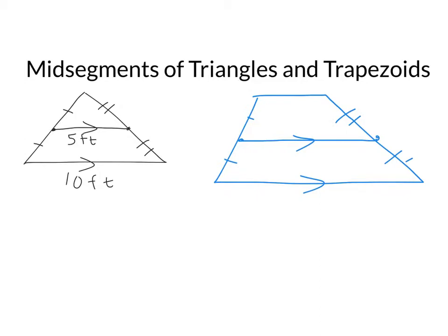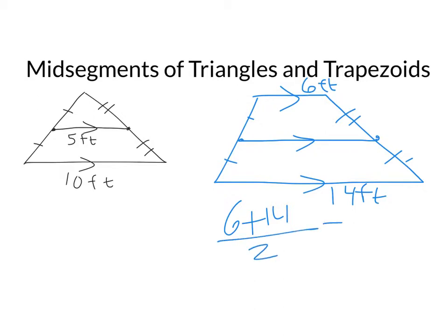But this is not half the length of the base. It's the average, so to speak, of my upper and lower base. So all three of those are parallel, in fact. Okay? And then, let's say for fun, that this is 6 feet and the base down here is, how about 14 feet? Well, what's the middle length going to be? If I add those two up, 6 plus 14, and divide that by 2, 20 divided by 2, 10 feet. There we go.